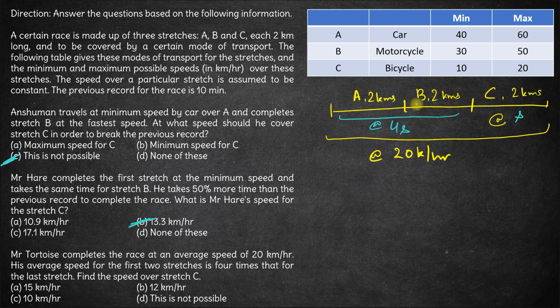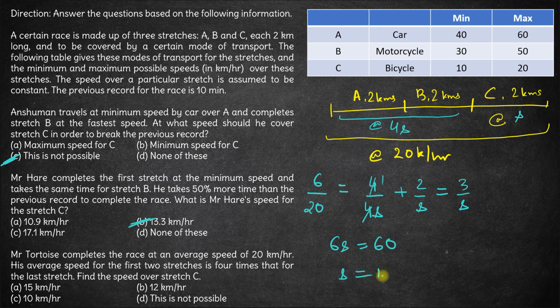So let's see. The total time taken will be 6 kilometers at an average speed of 20. 6 by 20. This is going to be the total time taken. This should be equal to the time taken for the first two parts plus the time taken for the third part. The first two parts are 4 kilometers traveled at an average speed of 4S. This is the time taken for the first two parts plus the time taken for the last part will be 2 by S. Okay. So we have 4, 4 gets cancelled out. We have 1 upon S plus 2 upon S is 3 upon S. Right. Cross multiplying, we have 6 into S is equal to 20 into 3, which is 60. So S comes out to be 60 by 6, which is 10.